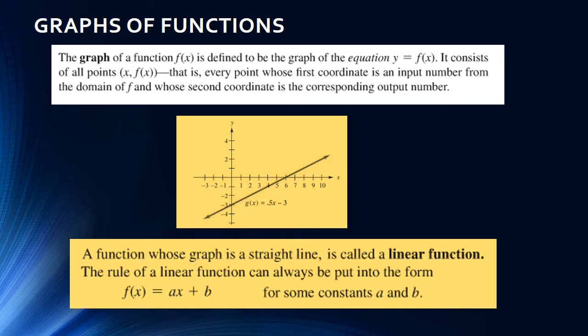When we have a function whose graph is a straight line, we call that a linear function, and you can see the word line right in the title. The rule of a linear function can always be put into f of x equals ax plus b for some constants a and b. And what we're going to find out later, a actually represents the slope of this line, and b represents the y-intercept, or where the line or the function, in this case the line, crosses the y-axis.